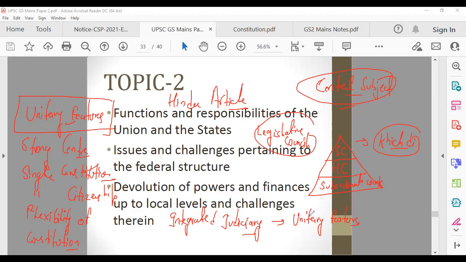Then you have the appointment of governor. Sometimes it is said that the governor is a representative of the state. That also in a way dilutes the power of the state. So that becomes a unitary feature. Unitary feature means the state has less power. Federal feature means the state has powers.